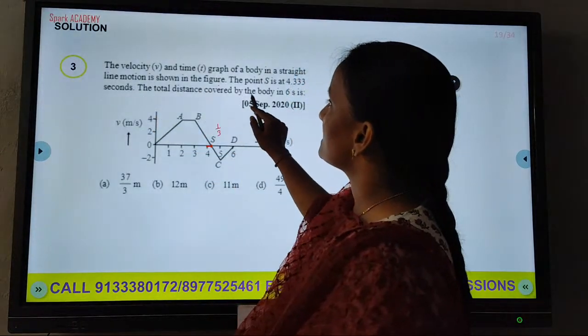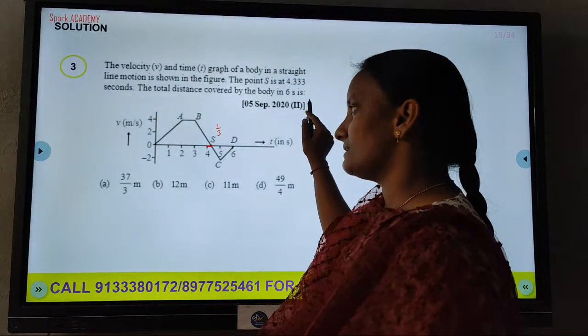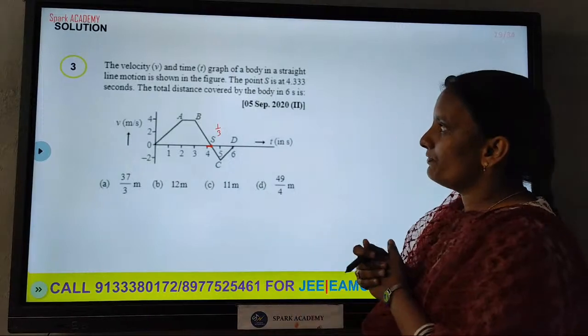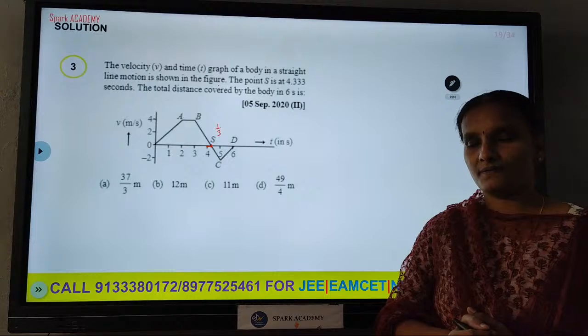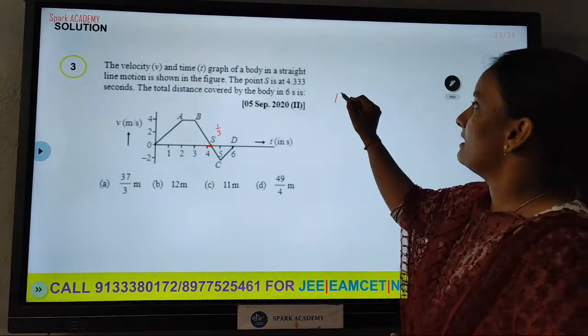The total distance covered by the body in 6 seconds is. So to find the distance, when we are given a velocity time graph, we need to take the area under the graph.